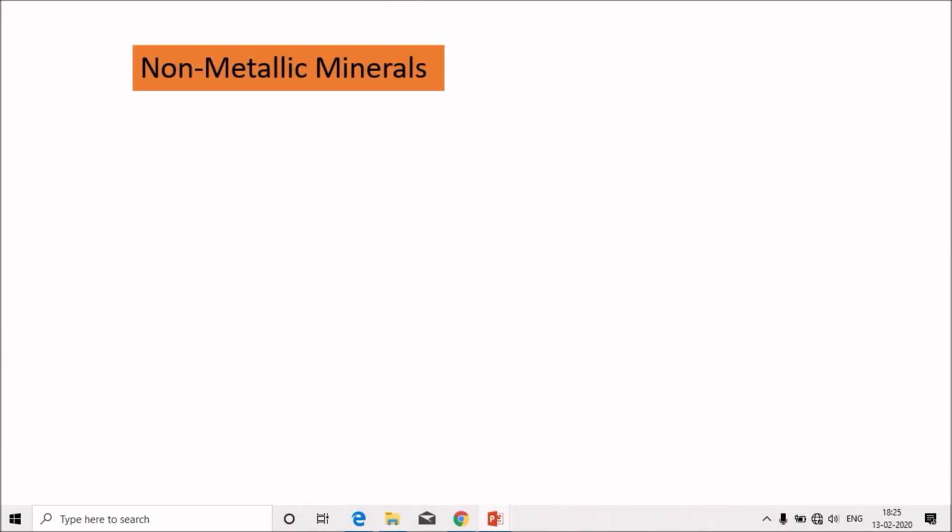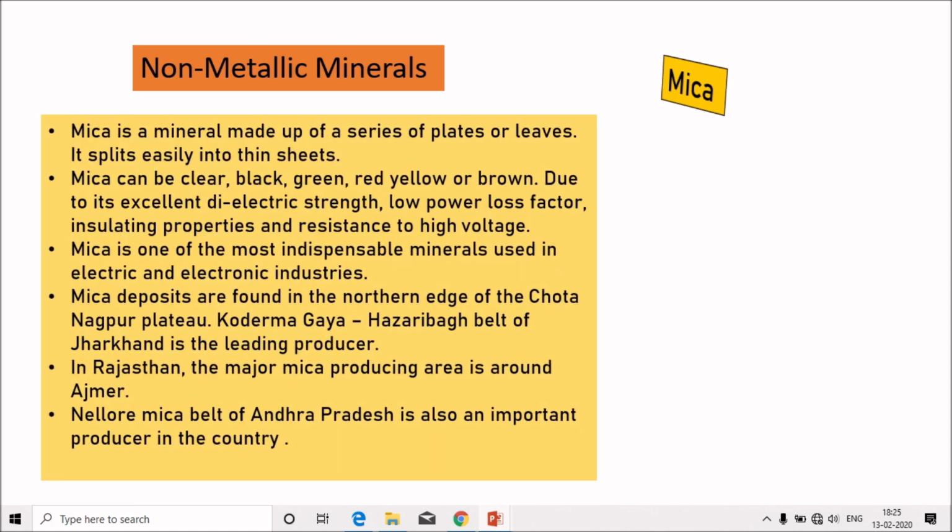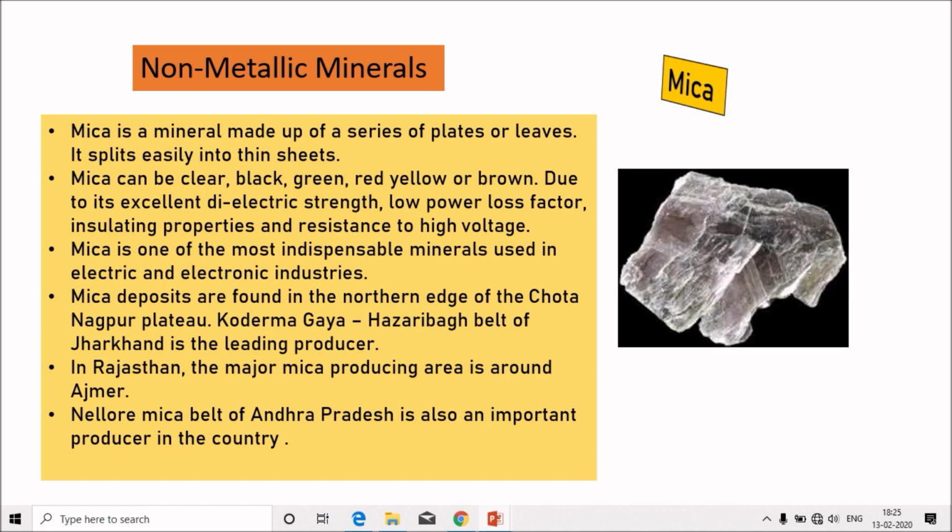Non-metallic resources. Now, in the category of the non-metallic resources, we have mica. Mica is a mineral made up of several series of plates or leaves. It splits easily into thin sheets. Mica can be clear, black, green, red, yellow, or brown.